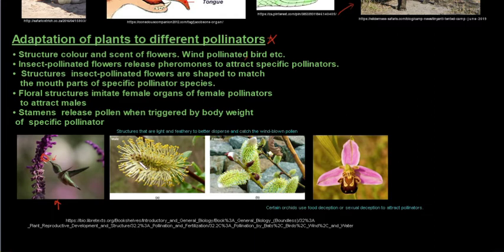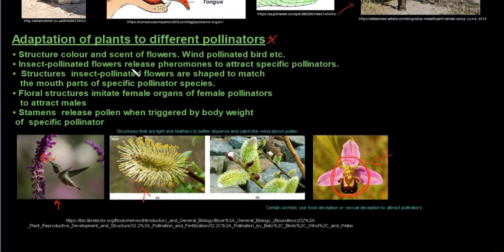So it's species specific. Then you've got the wind pollinated flower that has a large surface area to expose itself to the wind, so that the pollen can get carried by the wind, and then also so that it can be caught if there's pollen that lands on it. Then you've got certain orchids that use food deception or sexual deception to attract pollinators. This orchid, for example, looks quite like that of a bee. So a part of this orchid looks like a bee to attract other bees.